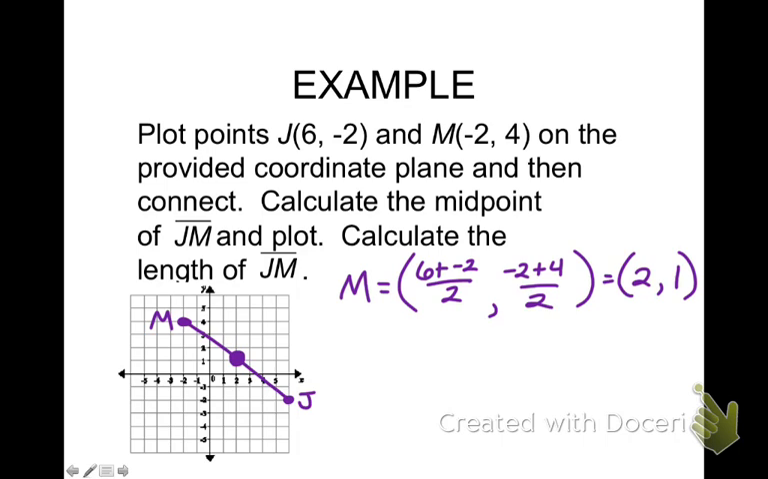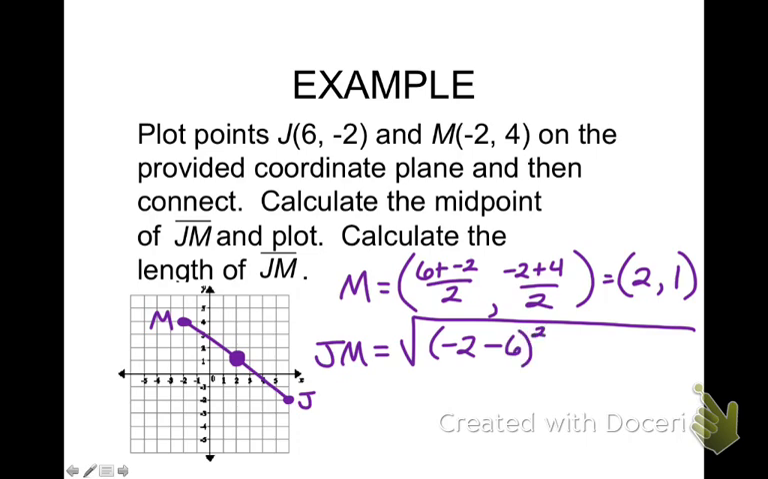Now we need to calculate the length of JM, which means we need to use the distance formula. So JM with no symbol above is equal to the square root. What's my x sub 2? Which number? -2, good. Minus my x sub 1, which is 6, squared, plus my y sub 2, which is 4, minus my y sub 1, ooh, we gotta be careful here, minus a -2. And then we're gonna square that.